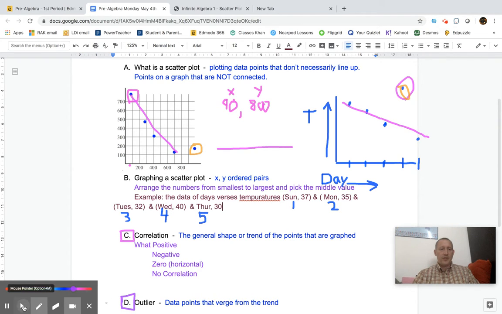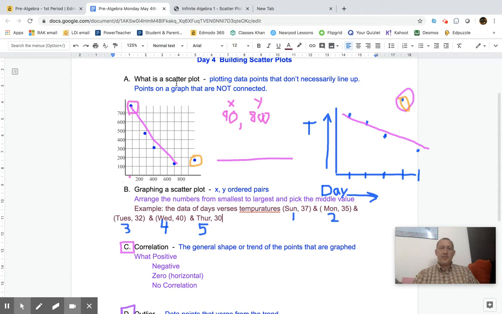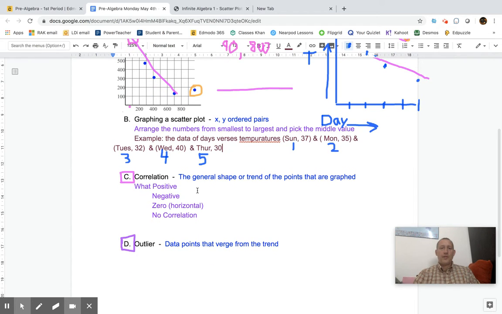Okay, so let's do just a quick review. So scatter plot. What is a scatter plot? A scatter plot is a bunch of points that are graphed from a collection of data. And how do you graph a scatter plot? You take your information and you make a set of X, Y ordered pairs.